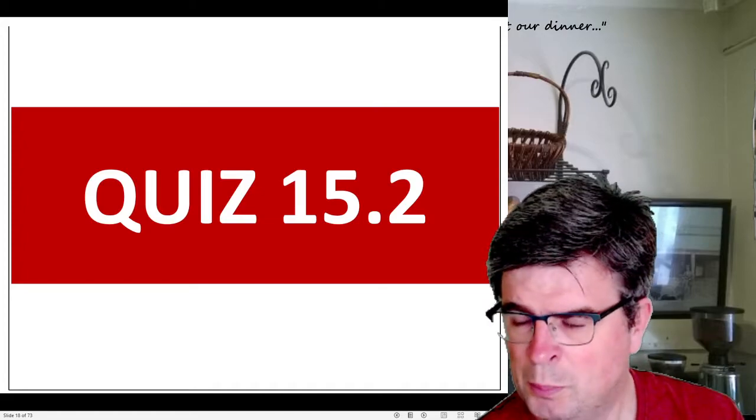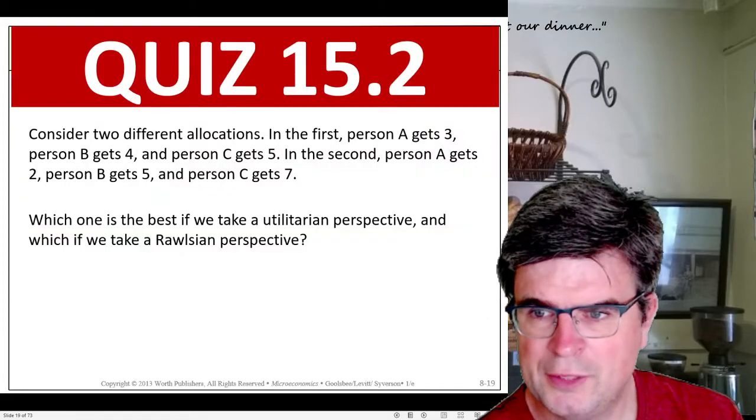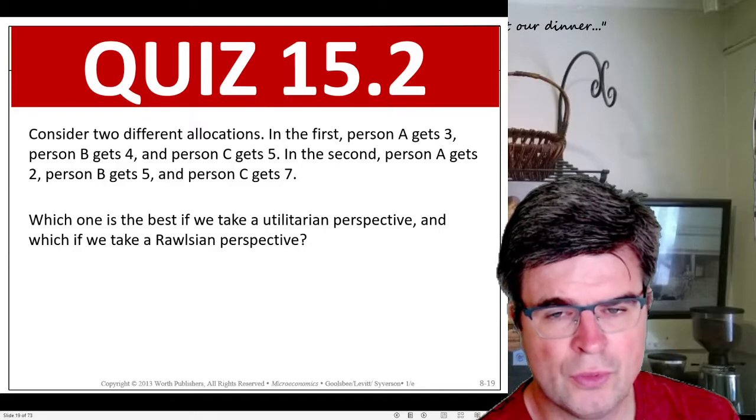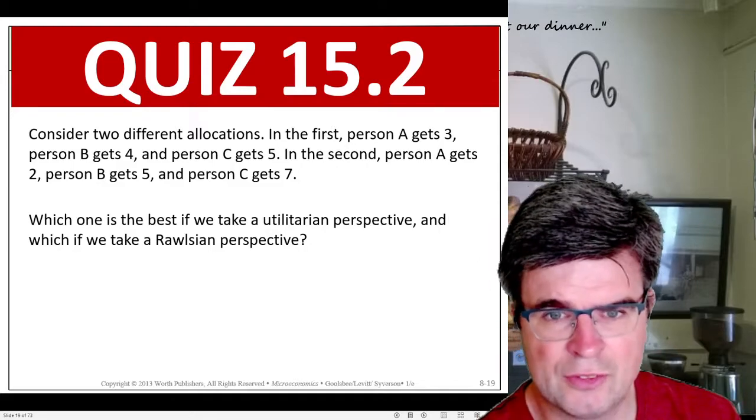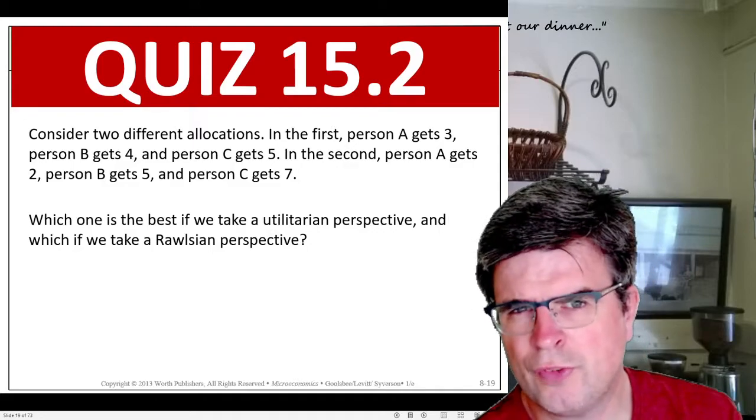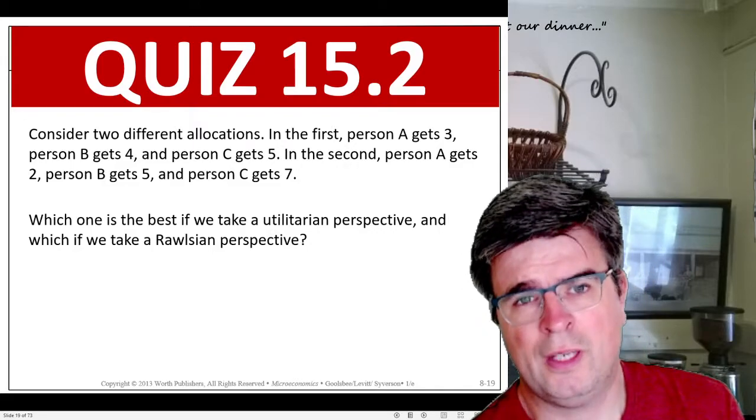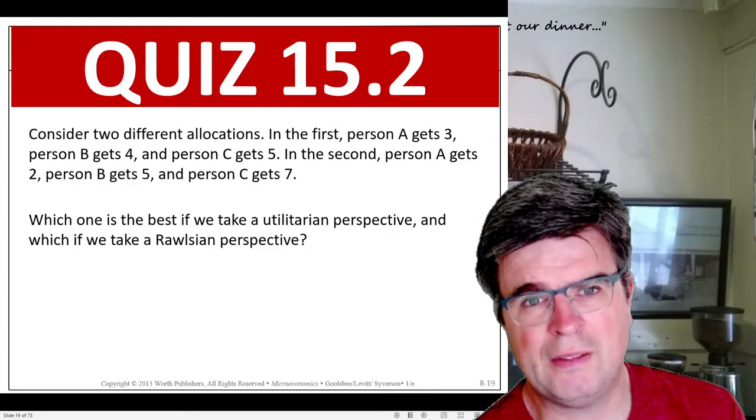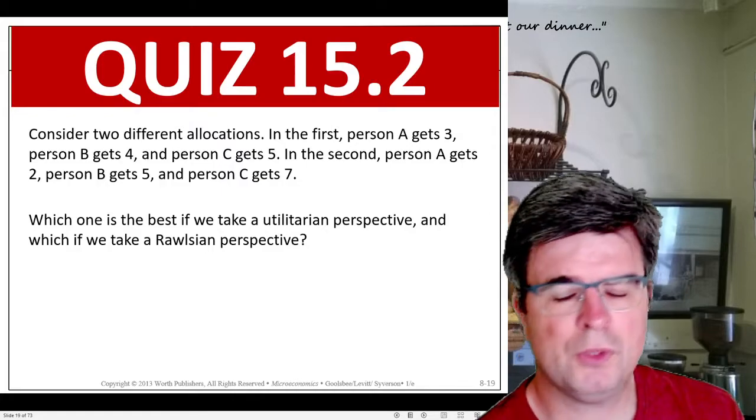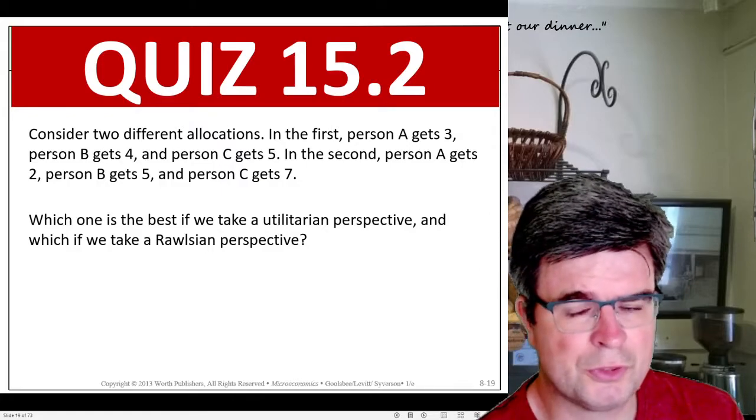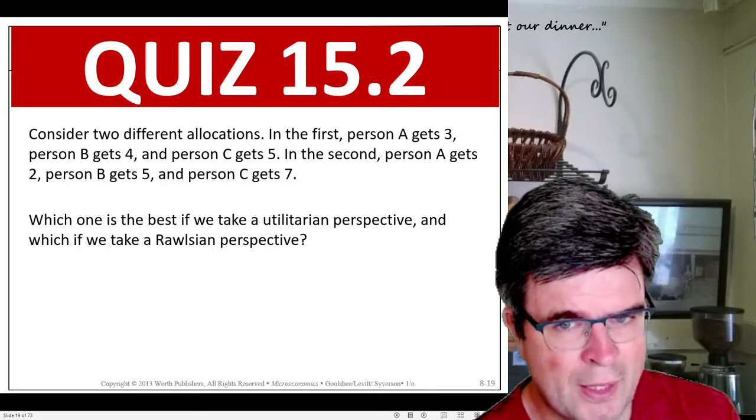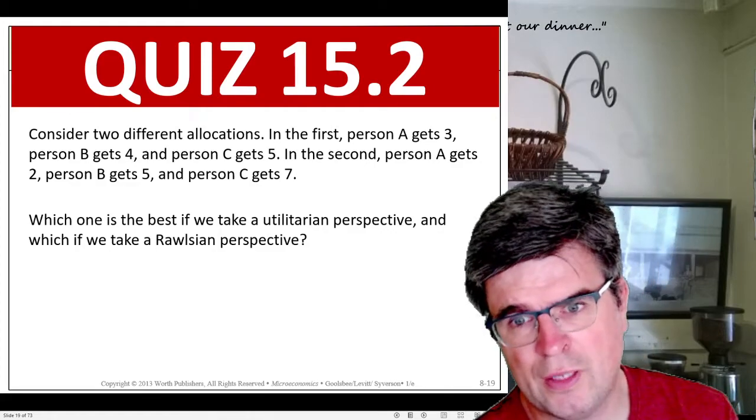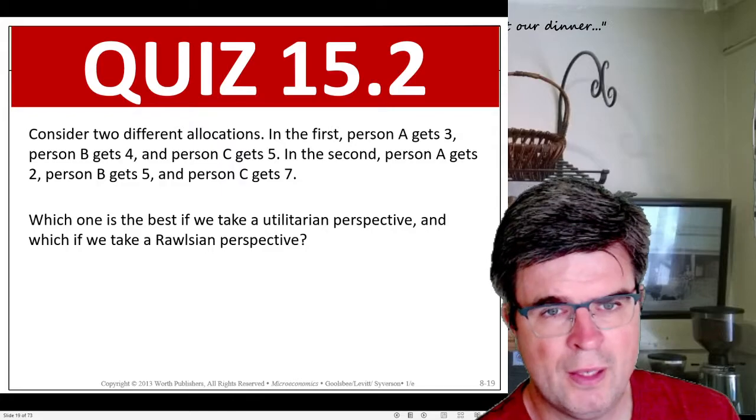But before that, we have a second quiz, and we consider two different allocations. In the first allocation, person A gets 3. Think of getting 3 units, but also that these 3 units represent a utility of 3. Person B gets 4 units and person C gets 5. In the second allocation, person A gets 2, person B gets 5, and person C gets 7.